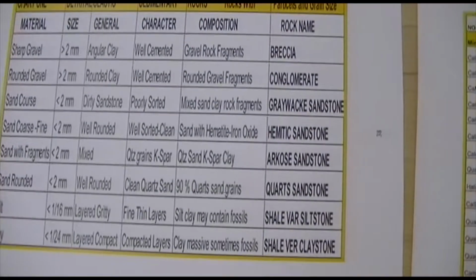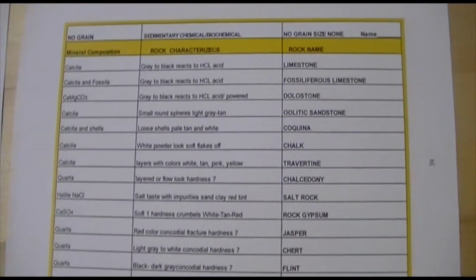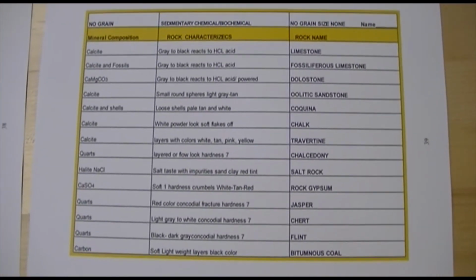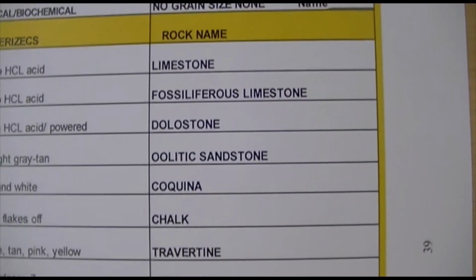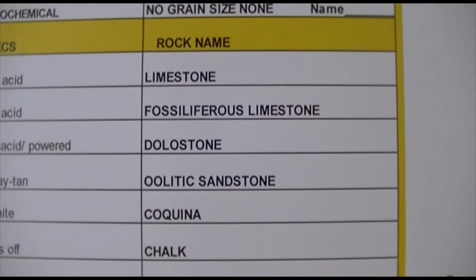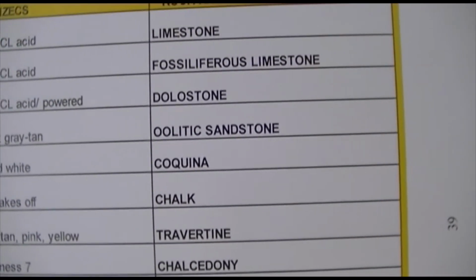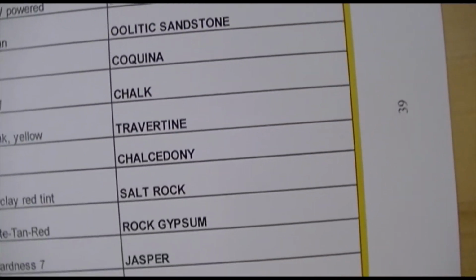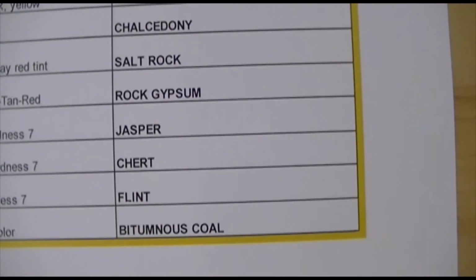When you get into chart number 2, this is the chemical and biochemical. These are rocks that are formed in a water-rich environment. Things like limestones and phosphoriferous limestones are formed underwater. Limestone is formed in ocean waters that are very warm, very tropical. The phosphoriferous limestone has fossils. Coquina, a rock full of fossils. We'll see chalk, we'll see travertine. We're going to see salt rock.